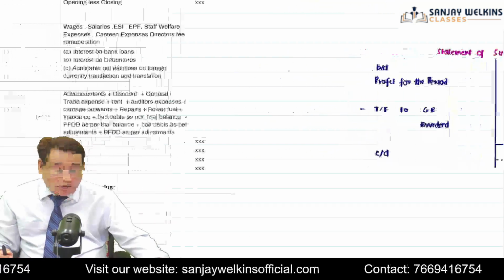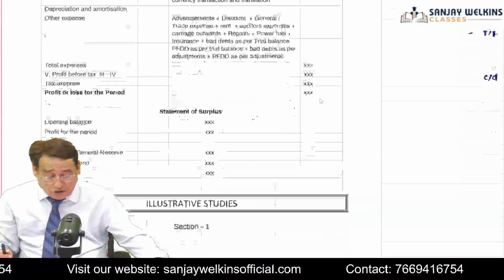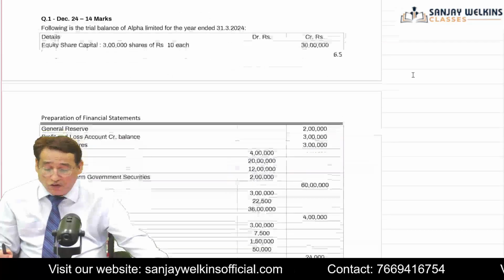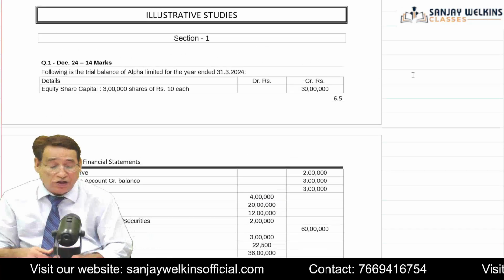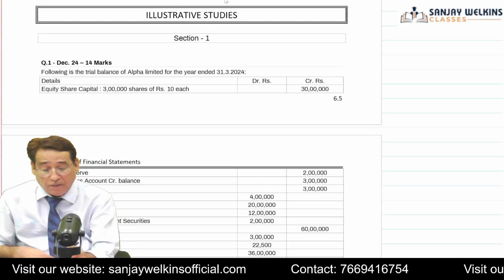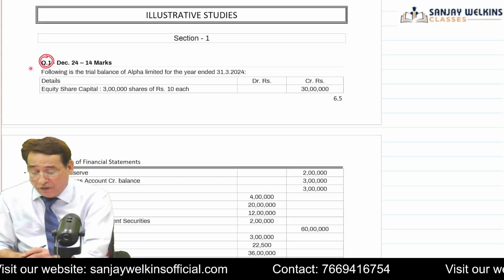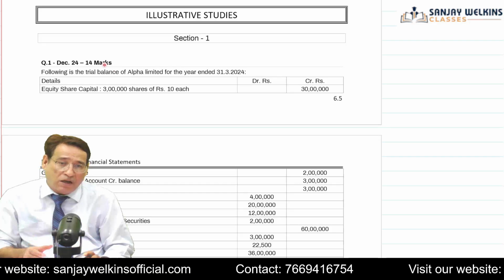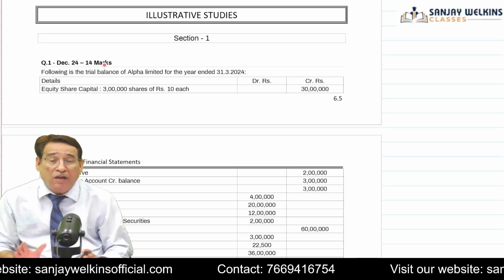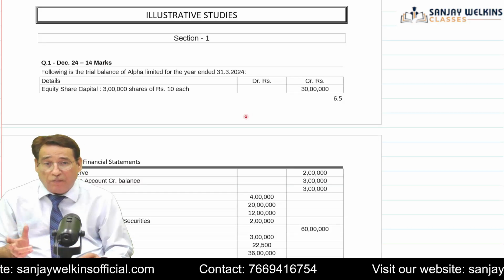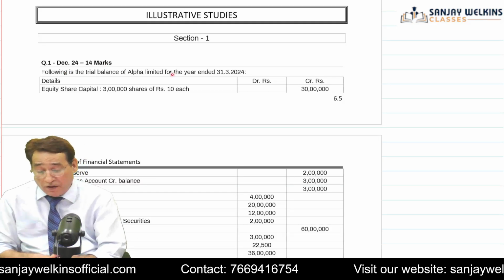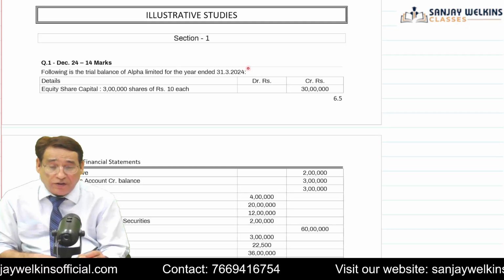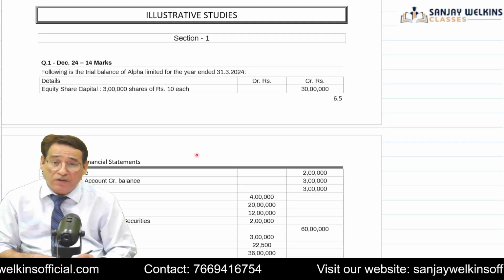Now, in order to actually understand this particular chapter quite well, first of all, let's have a look at this particular question. This question struck in the December 24 examination. Let's see what is given under it. December 24, 14 marks. I've already told you questions are striking with great regularity and they comprise at least 10 to 14 marks. Following is the trial balance of Alpha Limited for the year ended 31st March 2024.